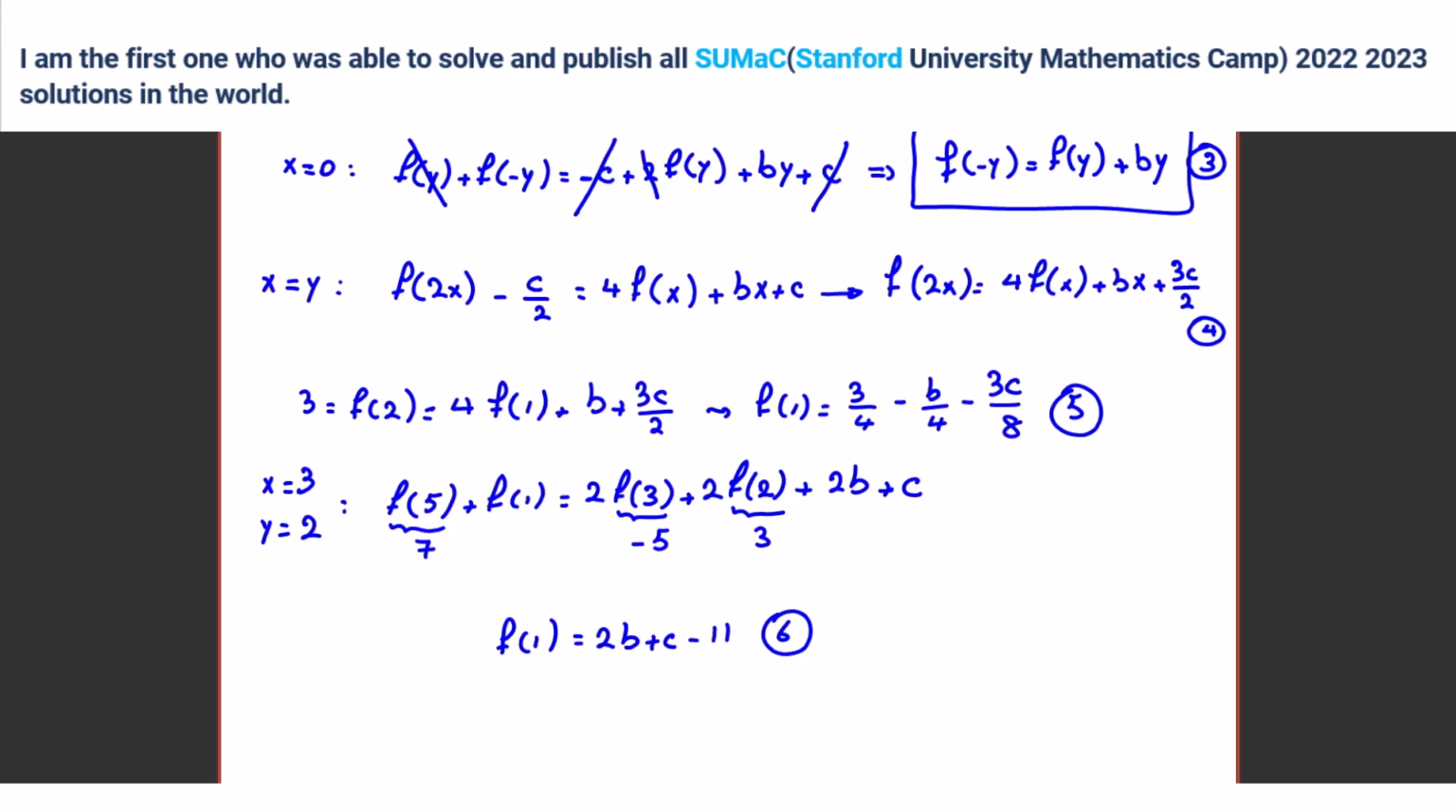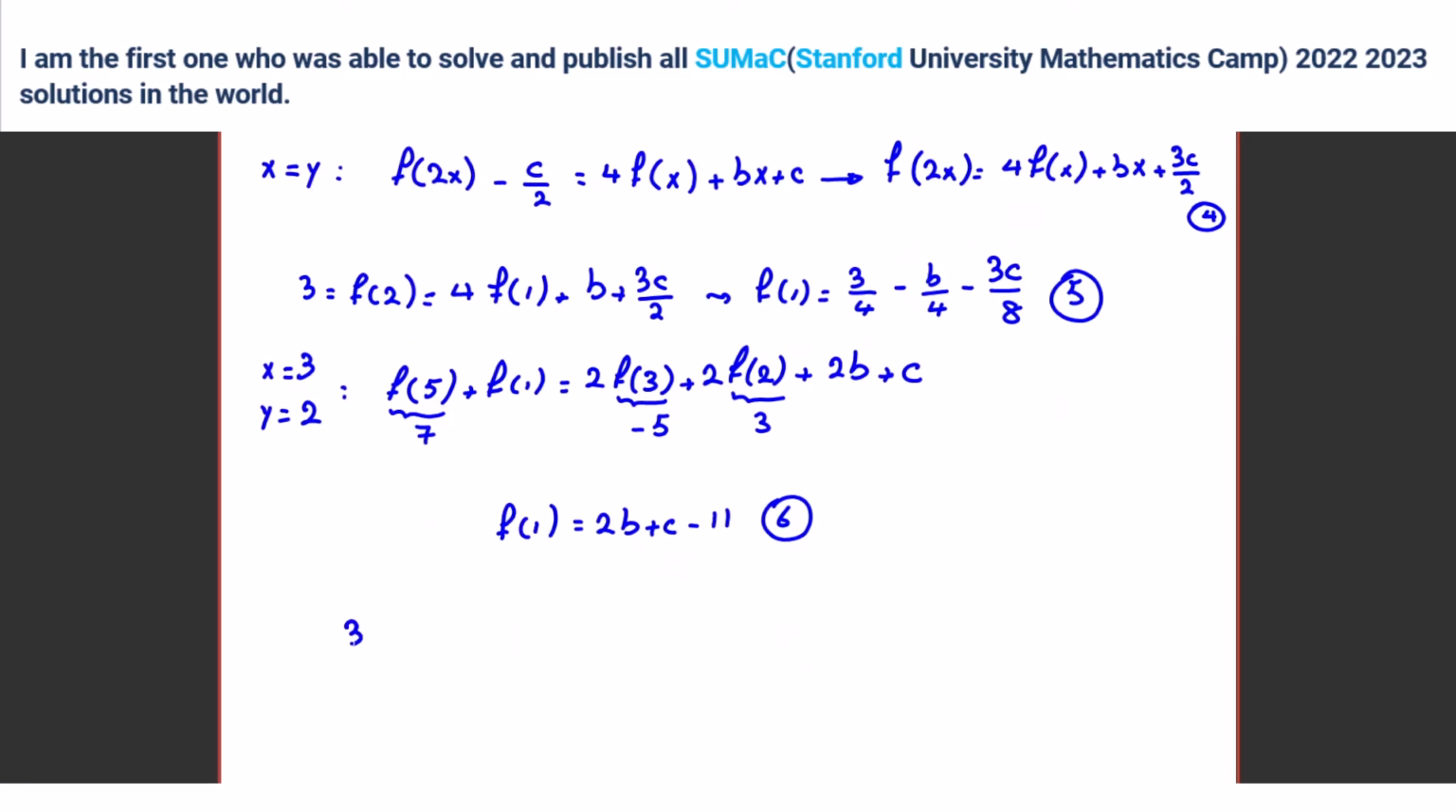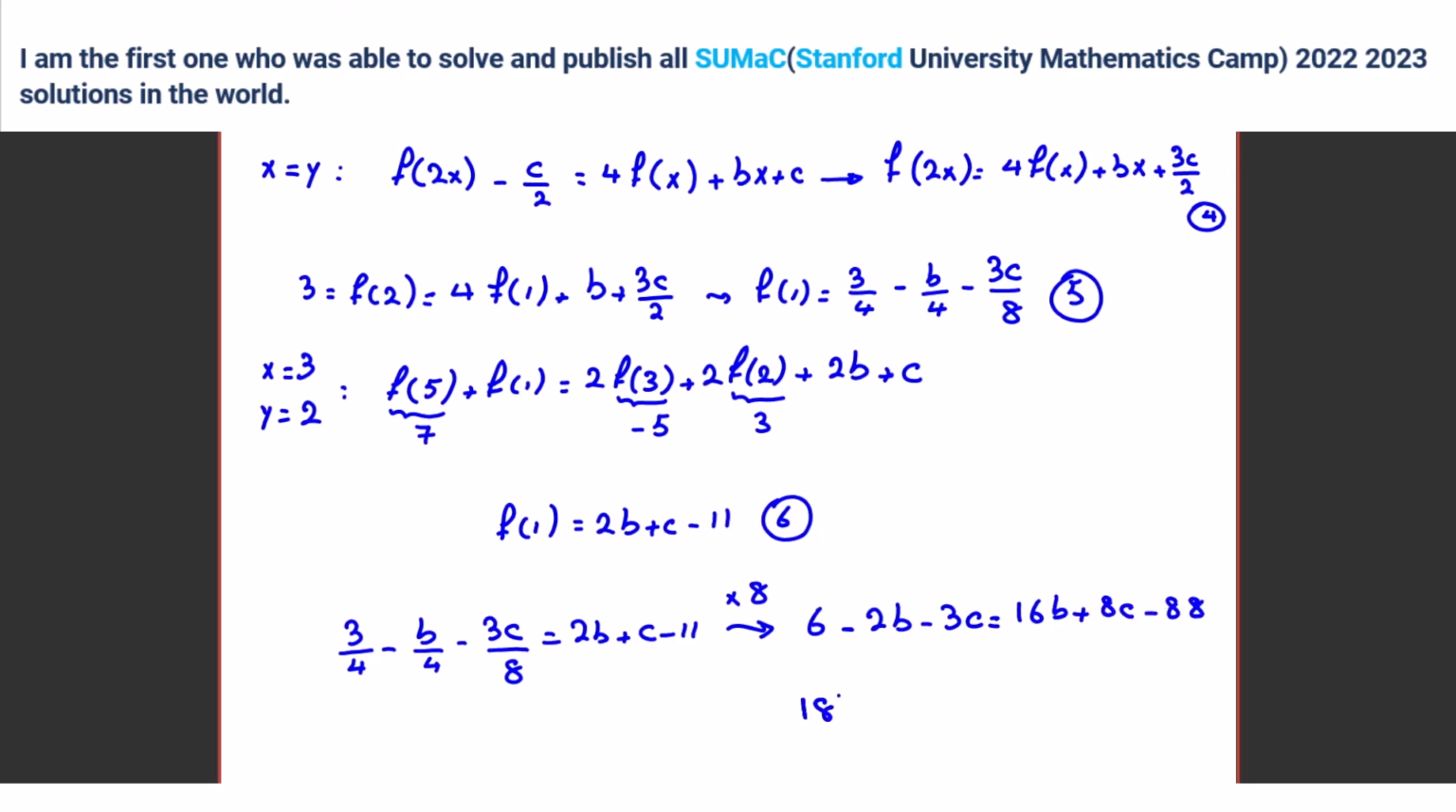Yes. Now here, we can consider this one and this one. They are equal, right? Yeah, so 3 over 4 minus b over 4 minus 3c over 8 is equal to 2b plus c minus 11. We should multiply both sides by what to get rid of denominators? 8. So it will be 6 minus 2b minus 3c equals 16b plus 8c minus 88. So 16b plus 2b, 18b, right? 8c plus 3c, 11c. It's equal to 88 plus 6, what? 94, right?